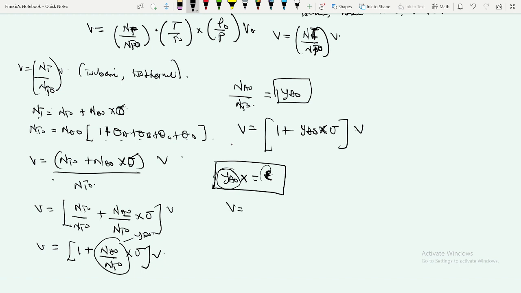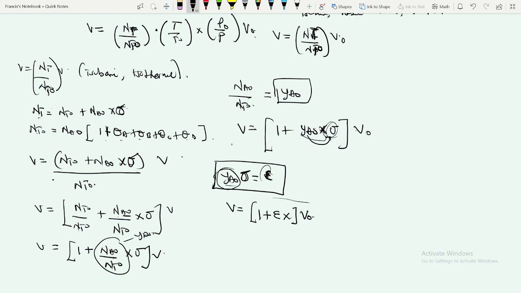So we get V is equal to 1 plus, so this is representing this portion, times this portion, your sigma, right? So ya naught times your sigma should give you this. So this is representing this portion: sigma x times v. Now we derive this, sorry, v naught. So everything is v naught.